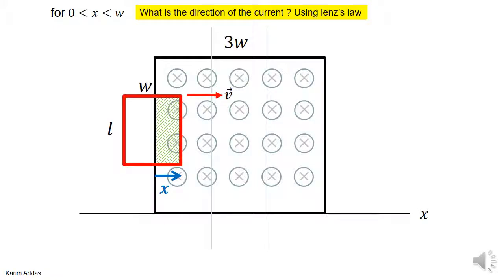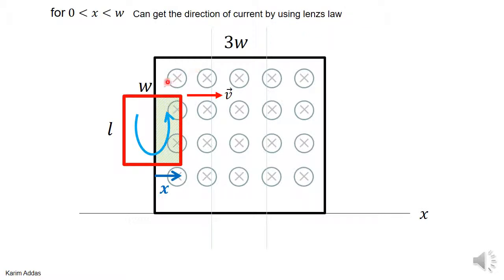In this part, we want to focus on getting the direction of the current in the loop. So as the loop is going in, what's the direction of the current in the loop? If you want, we can do it in two ways. First, using Lenz's law. So what do you think the direction would be using Lenz's law? Well, what does Lenz's law say? As the loop is going into the region, is the magnetic flux magnitude getting bigger or smaller?